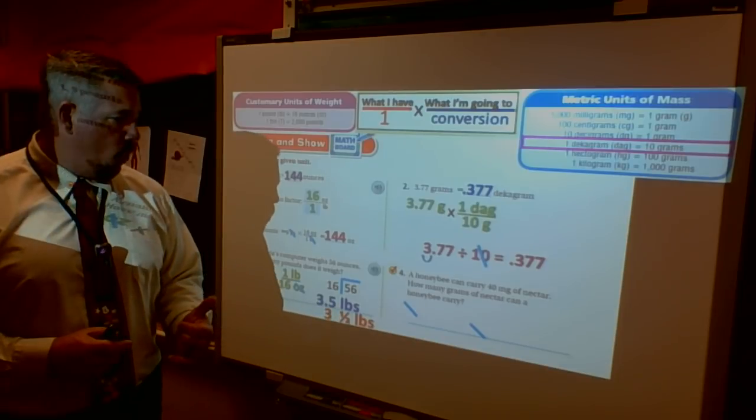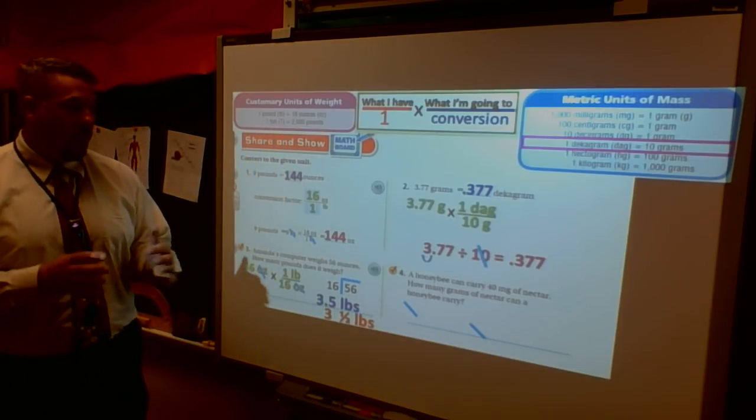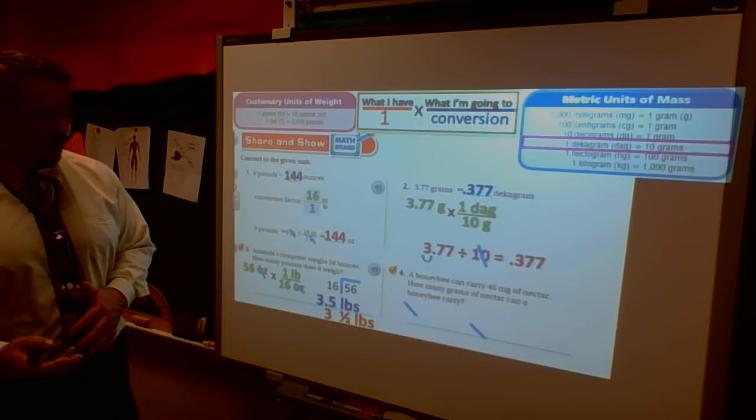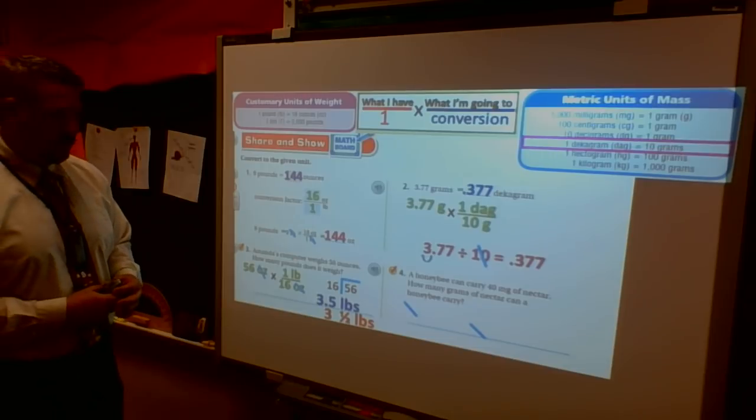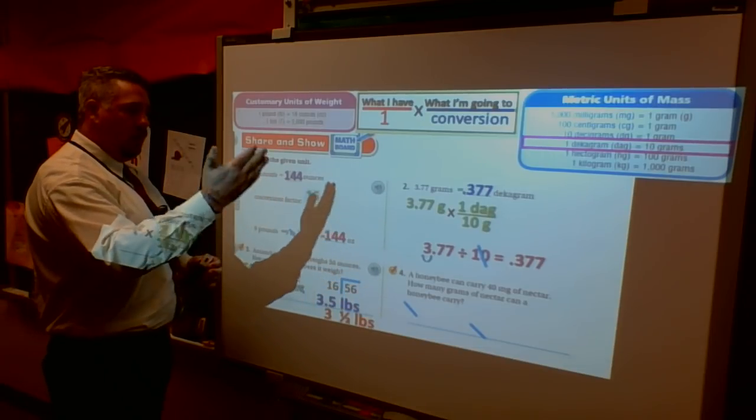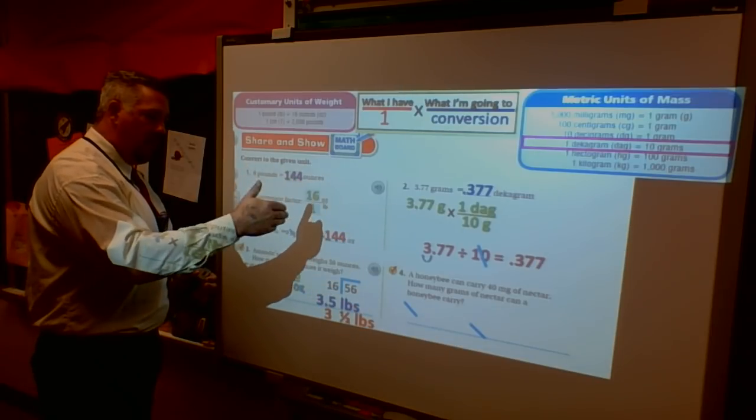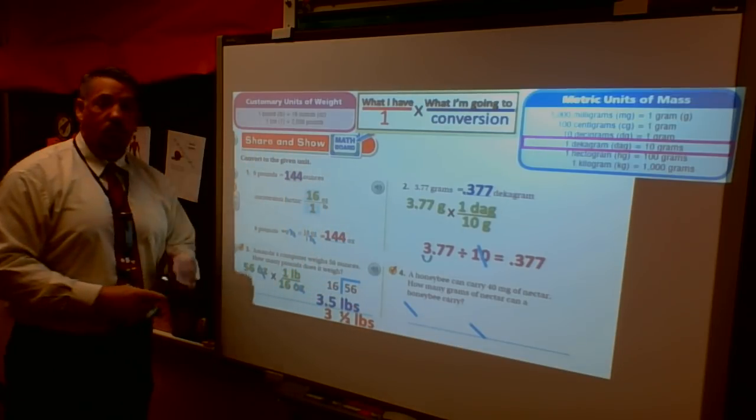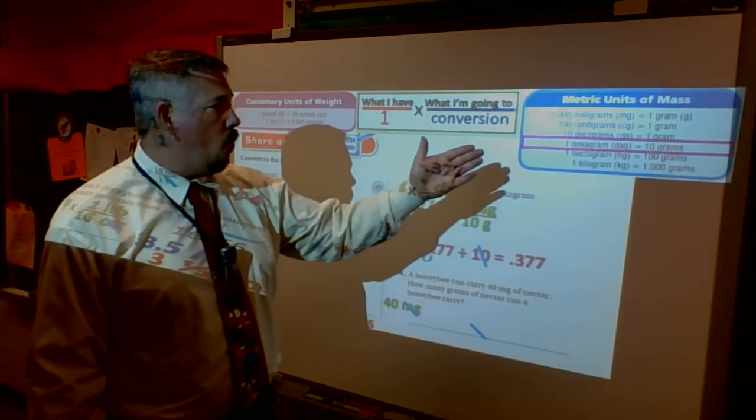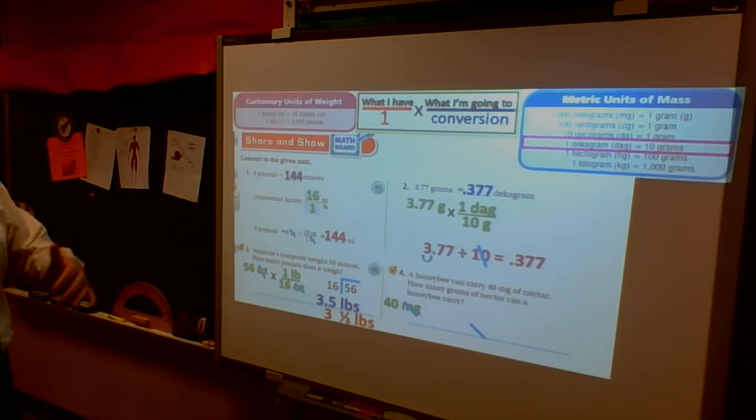And then on number 4, it says a honeybee can carry 40 megagrams, or milligrams, excuse me, of nectar. How many grams of nectar can a honeybee carry? So milli up to grams: milli, centi, deci, grams. That's 3 steps. Or when I look at my charts, it tells me what my conversion rate is from milligrams to grams. It's 1,000 for every 1.